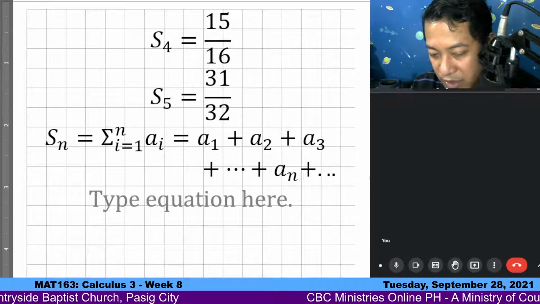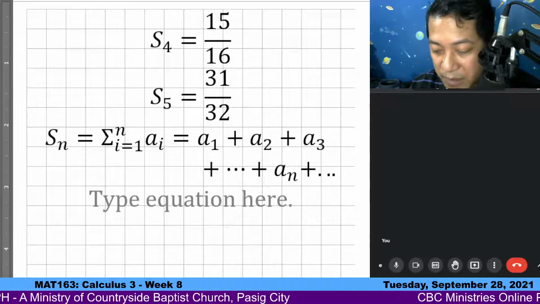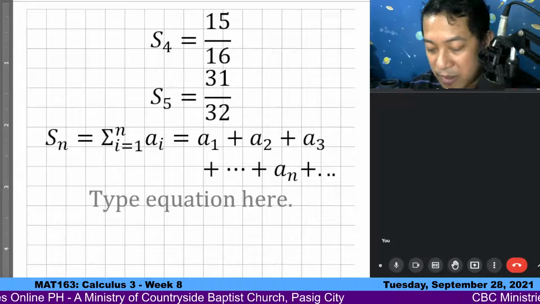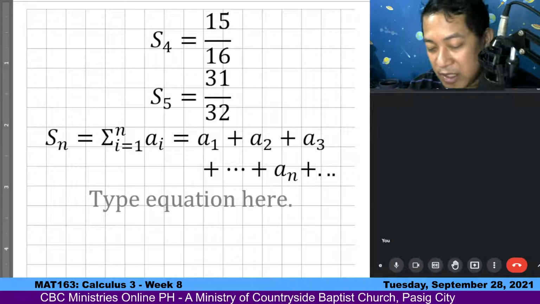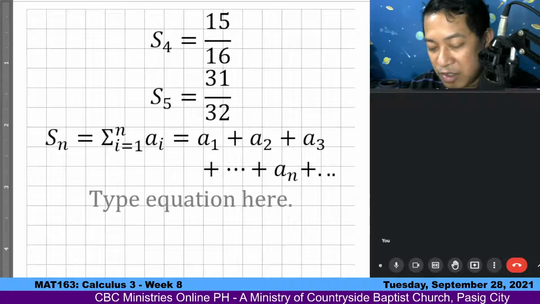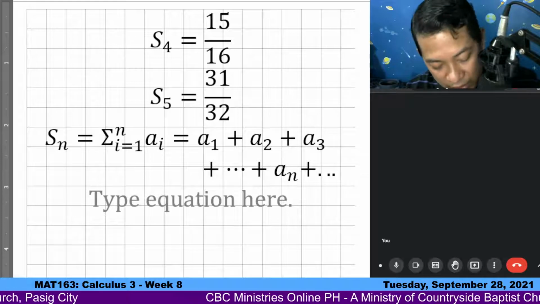Welcome to my calculus class. I'm now discussing infinite sequence and series as part of Calculus 3. We have finished integral and differential calculus. This is a preparation for power series as well as multiple integrations.